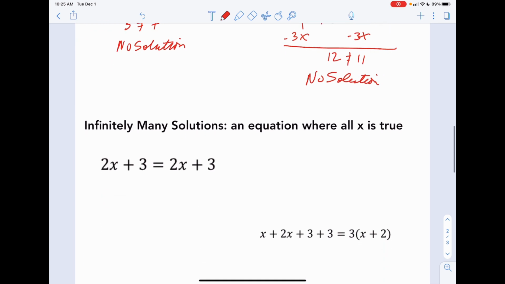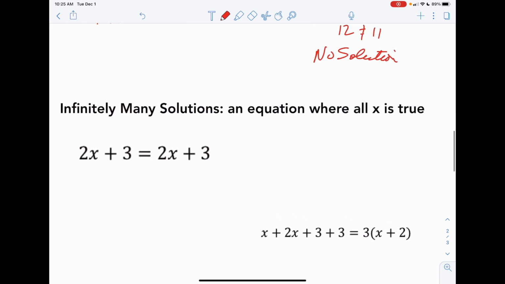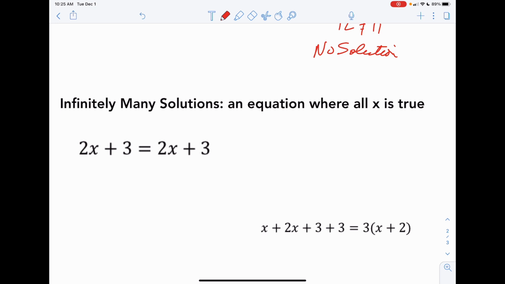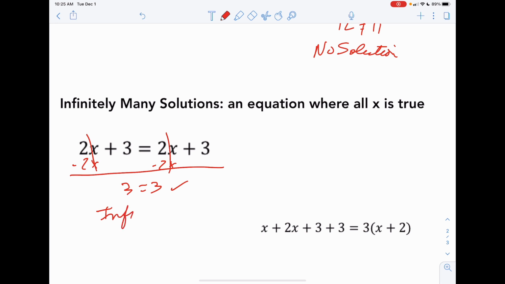The opposite of this situation is when we have infinitely many solutions, which are equations where all values of x are true. So if we look at this equation at the top left, 2x plus 3 equals 2x plus 3, if we subtract 2x from both sides to consolidate, now we have 3 equals 3, which is true, but doesn't tell us anything useful. We knew 3 was 3 before we started this. So because any value of x would work here, we're going to say this has infinitely many solutions.